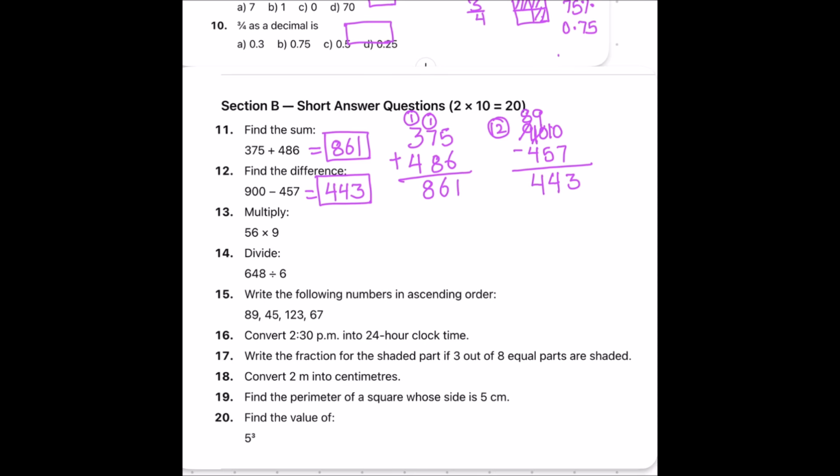And next is 56 times 9. 9 times 6 is 54. 4, and 5 will be carried over. And 9 times 5 is 45. 45 plus 5 is 50. So that's 504.